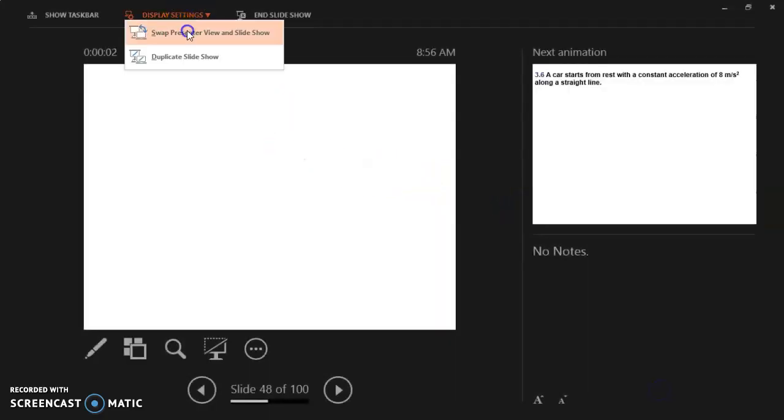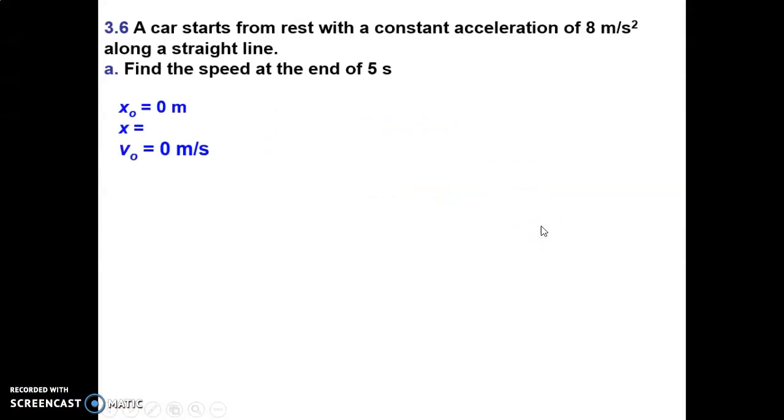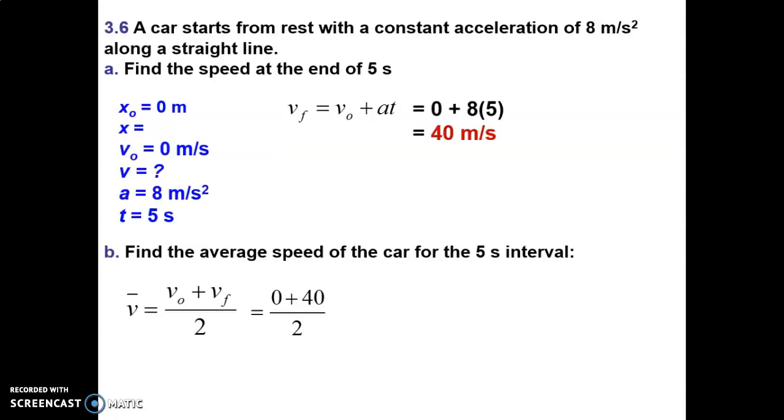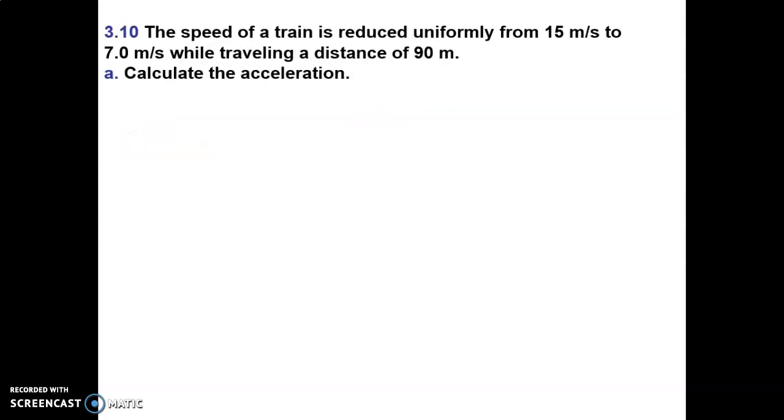Okay, so we can do a few more here before time runs out. Here we go. Here's one. Relax. Read. Can you draw a picture? This is talking about a thing called a train. Hopefully everyone knows what a train is. It looks like the speed of the train is reduced, so it slows down from 15 to 7. It travels a displacement or a distance of 90.